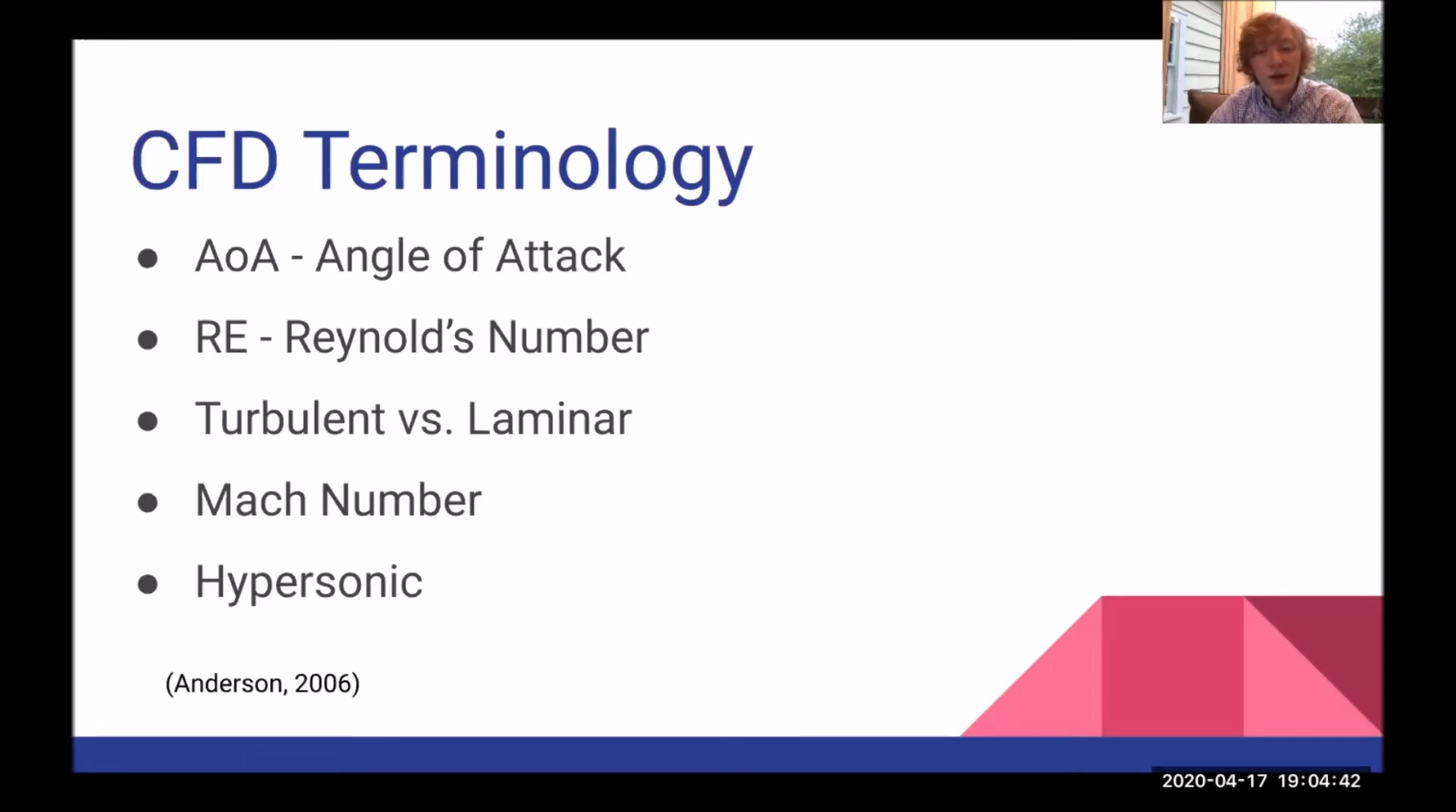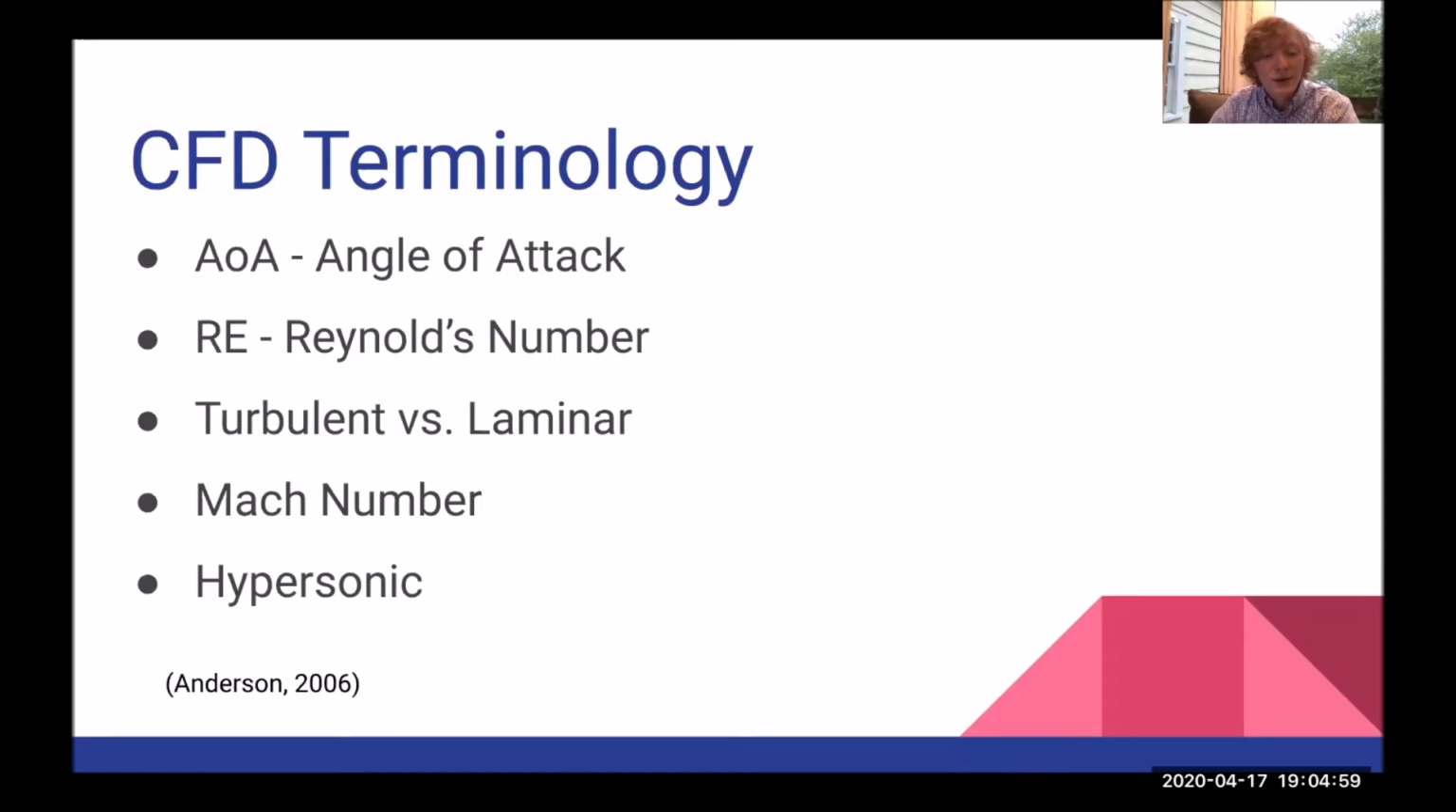Turbulence is chaos or just unpredictability in airflow. And true turbulence means there is really no pattern in an airflow. Laminar is the opposite of turbulent, and it refers to airflow that is nice, smooth, and easy to predict.